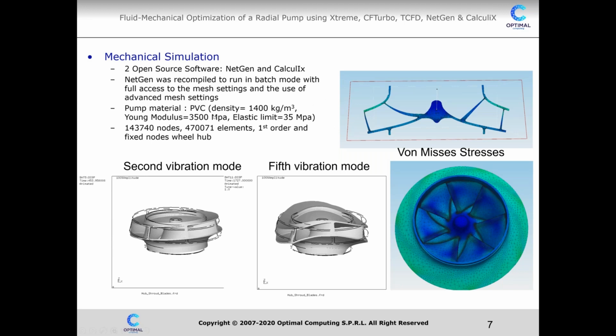We used a pump made in PVC with this density, this Young modulus and elastic limit, and the mechanical mesh has more than 400,000 elements. We used first order elements. And here you can see the second vibration mode, for example, and the fifth vibration mode calculated by Calculix. Here you see a cut of the mesh of the wheel, and here you have an idea of the mesh that we use for the mechanical calculation.